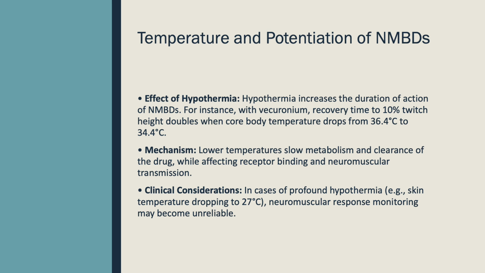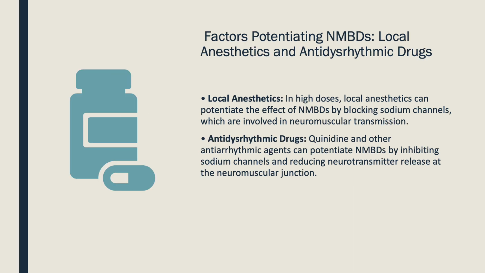And this involves slower metabolism and clearance at those lower temperatures. Keep your patients warm. Clinically, profound hypothermia can complicate the monitoring of our neuromuscular responses, especially when we're talking extreme levels like 27 degrees Celsius. At that point, standard neuromuscular monitoring may become unreliable. You have to be very vigilant in these cases. Don't let your patients get super cold. Hypothermia can really increase your neuromuscular blockade.